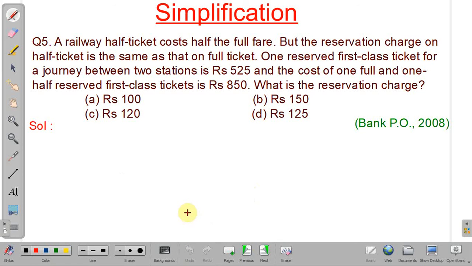See, in this problem, what is given? It is given that a half ticket of a railway costs half the full fare. Okay, but the reservation charge is the same as the full ticket, and it is also given the cost of a full ticket and the cost of a full and half ticket. Okay, so we have to find the reservation charge. So we will assume the full fare as rupees X. Let full fare be rupees X and reservation charge be rupees y.